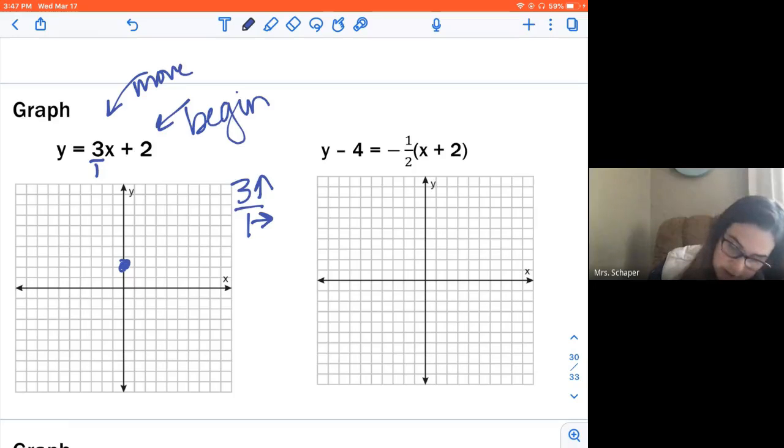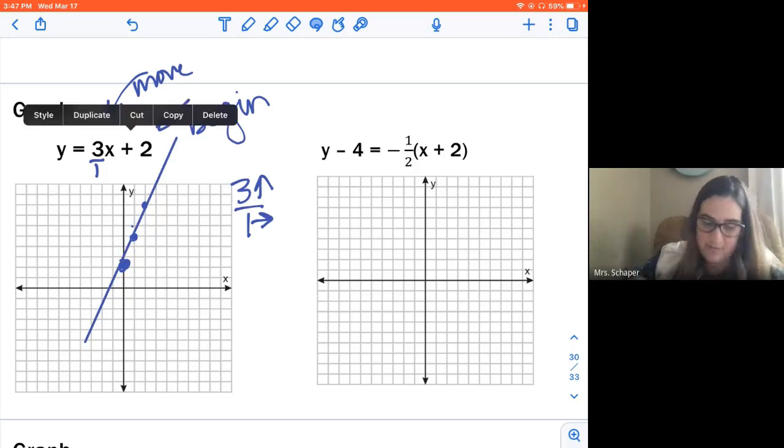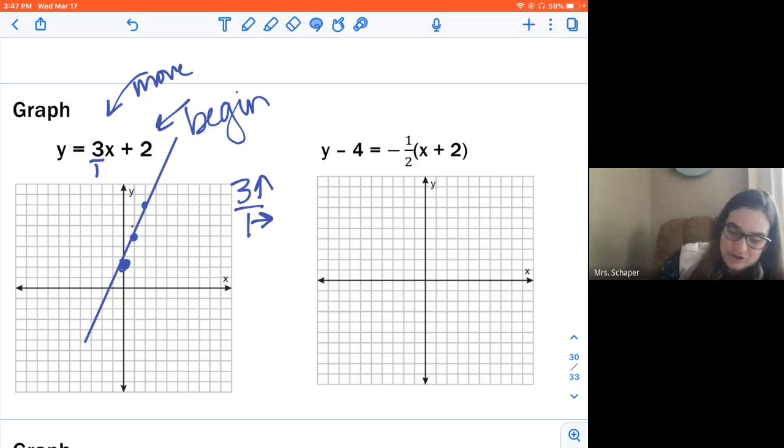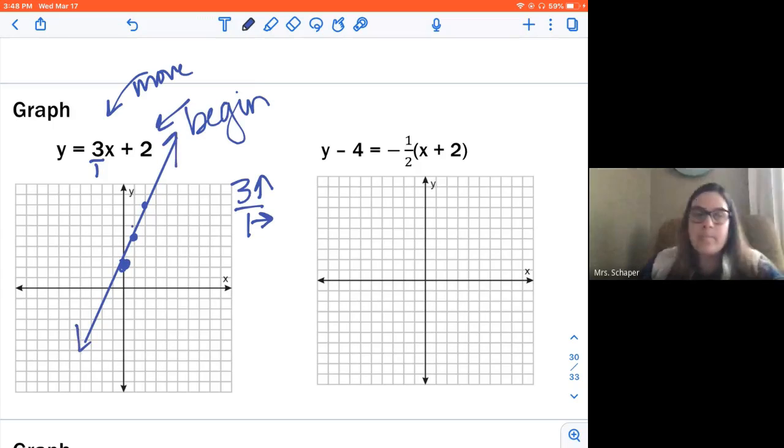So rise 3, run 1. Rise 3, run 1. And we can draw our line through those points. Oh, okay, that line didn't go so well, but let's just shift it like this. That might be better. Make sure it's straight, arrows on the ends. That's important. Slope-intercept form: begin at your y-intercept, move your slope.